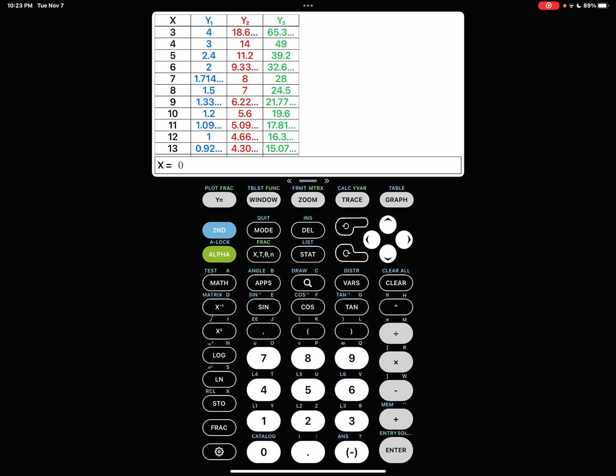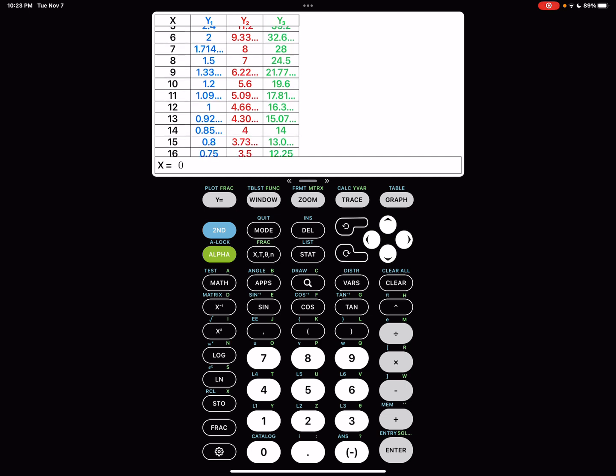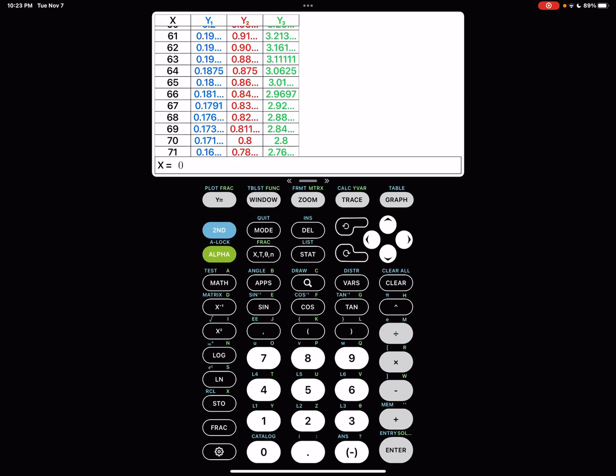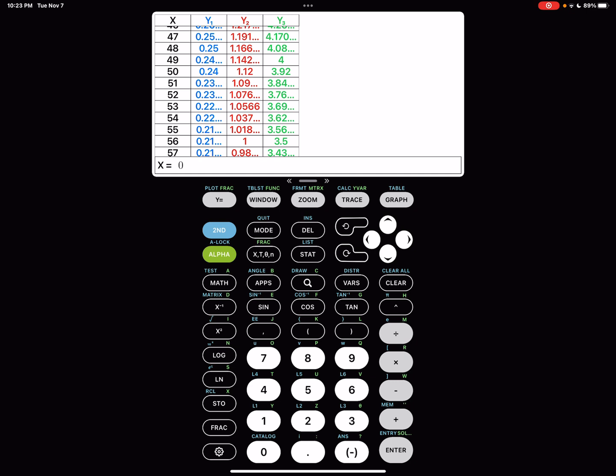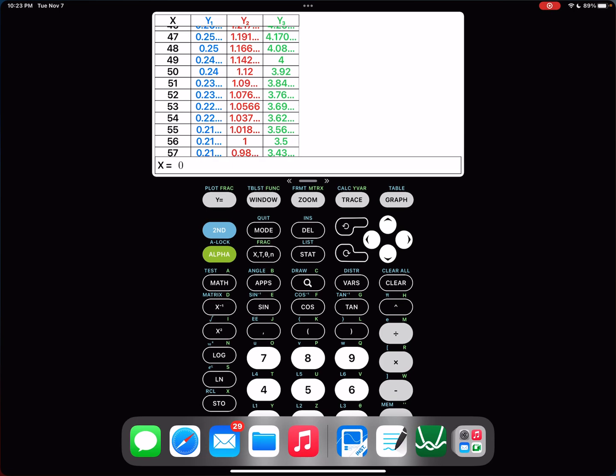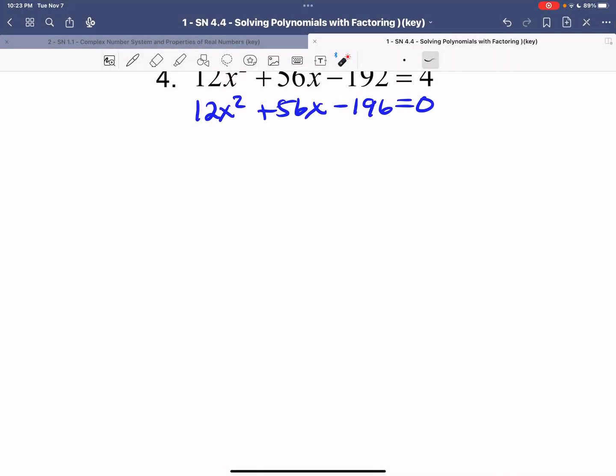Okay, 4 is in the blue column. Definitely is a factor of 12. Scroll down, and yes, 4 is right there in the middle column, so it's a factor of 56. How about 196? Scroll on down, and you'll notice that right there in the green column, 4 is a factor. So 4 is the largest factor of all 3 terms, so I'm going to take out the 4. And I get 3x squared plus 14x minus 49 equals 0. I'm not going to show it this time, but divide both sides by 4.